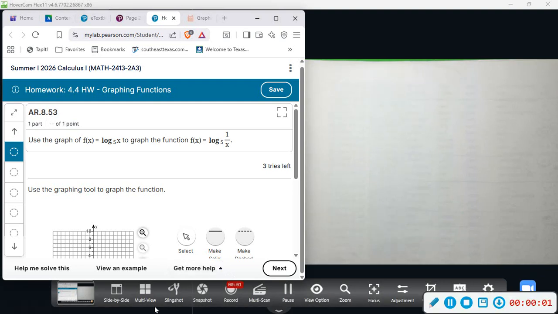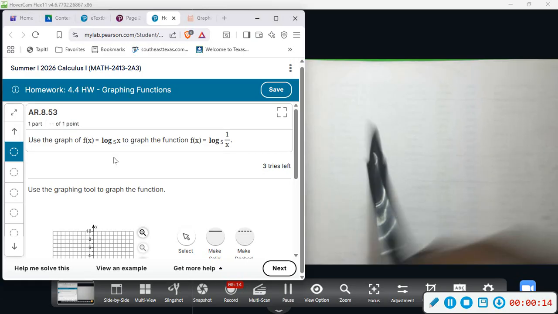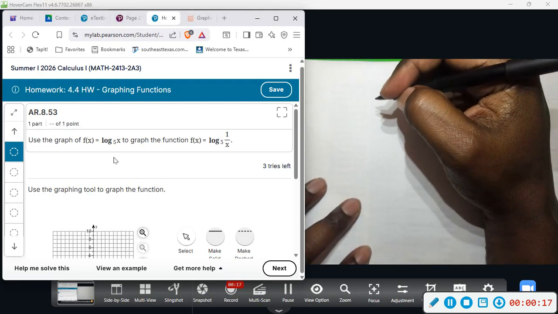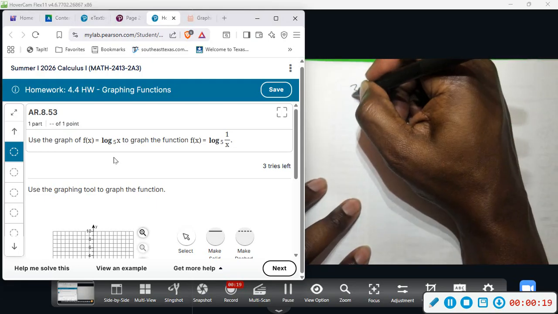All right, question number 3. We want to use the graph f of x equals log base 5 of x to graph f of x equals log base 5 of 1 divided by x. All right, so I'm going to use properties of logs just so we can kind of see the transformation here.